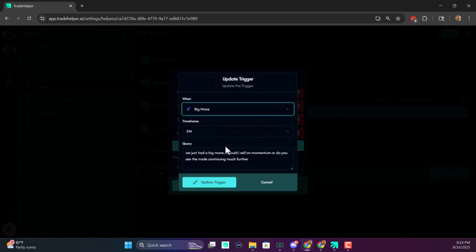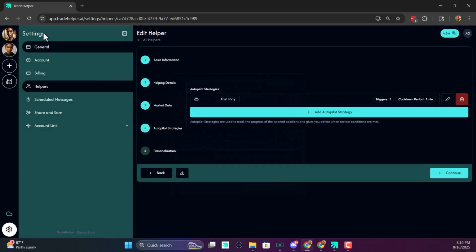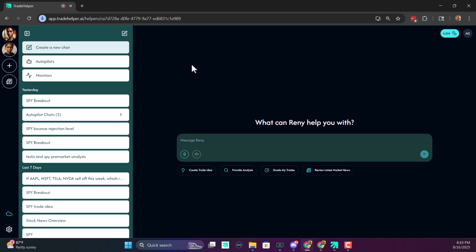Also, we have big move. This is something that goes in your favor. It's a really big, amazing move, and you can see if Rennie wants to sell you on momentum or if you want to just stick around. You can get that recommendation. So those are some cool things right there. But most importantly, we have cross analysis.